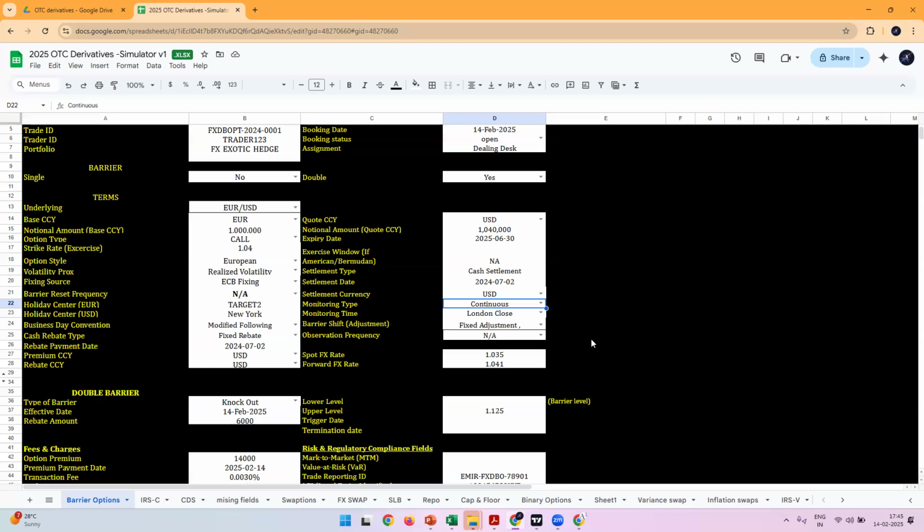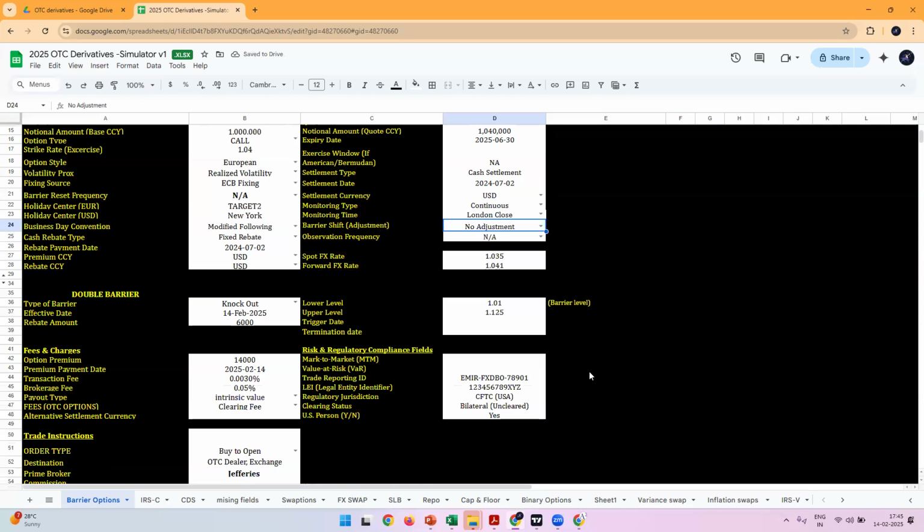Then, can the barrier be shifted? Let's say you start with a barrier of 1.01. Can the barrier be shifted? Yes. There are some complicated products where they have a provision to change the barrier based on the underlying volatility. So here in our case, there is no barrier shift. We will put it as not applicable. No adjustment. We'll put it as no adjustment.